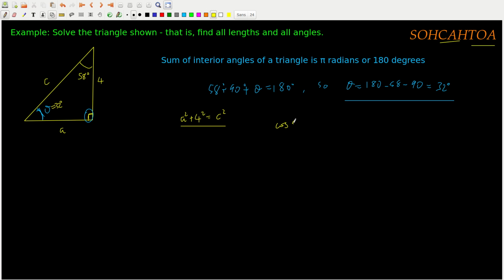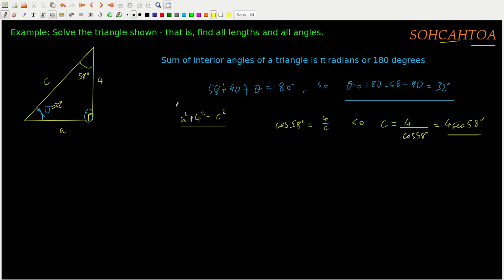We know the cosine of that angle, 58 degrees, has to be adjacent over hypotenuse. Well, the adjacent is 4 and the hypotenuse is c. So rearranging that, putting the c over here, c is 4 divided by the cosine of 58 degrees. Another way of writing that would be 4 times the secant of 58 degrees. Now we could work that out, but this is an exact value, so we can just leave it that way and then find a using that information.